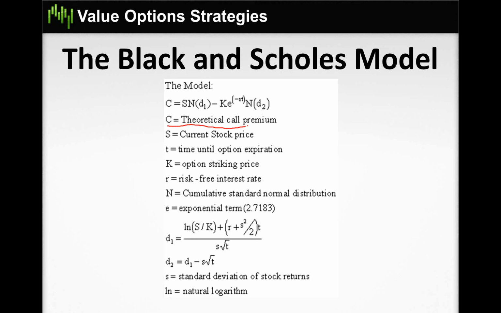So first of all, C stands for the theoretical call premium. S, current stock price. We have T, that's time until option expiration. K, option strike price. R is the risk-free interest rate. And then N, we have some calculations here, cumulative standard normal distribution, E, exponential term, et cetera, et cetera. So standard deviation of stock returns and the natural logarithm.